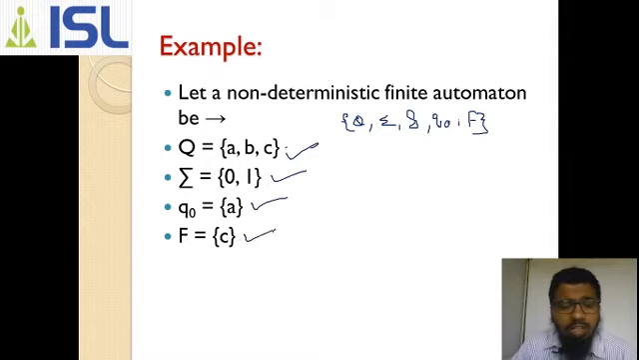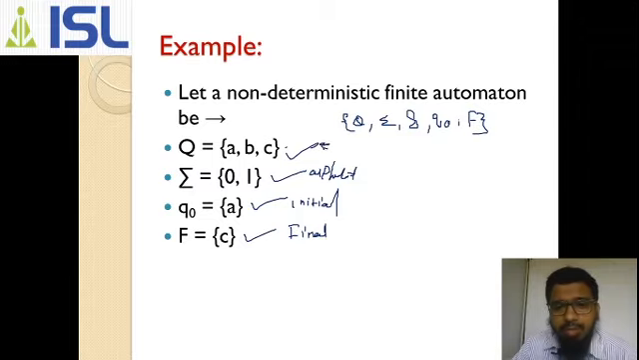So this is the initial state, and this is the final state, and this is the alphabet. This is a finite set of symbols. Okay, finite set of symbols.